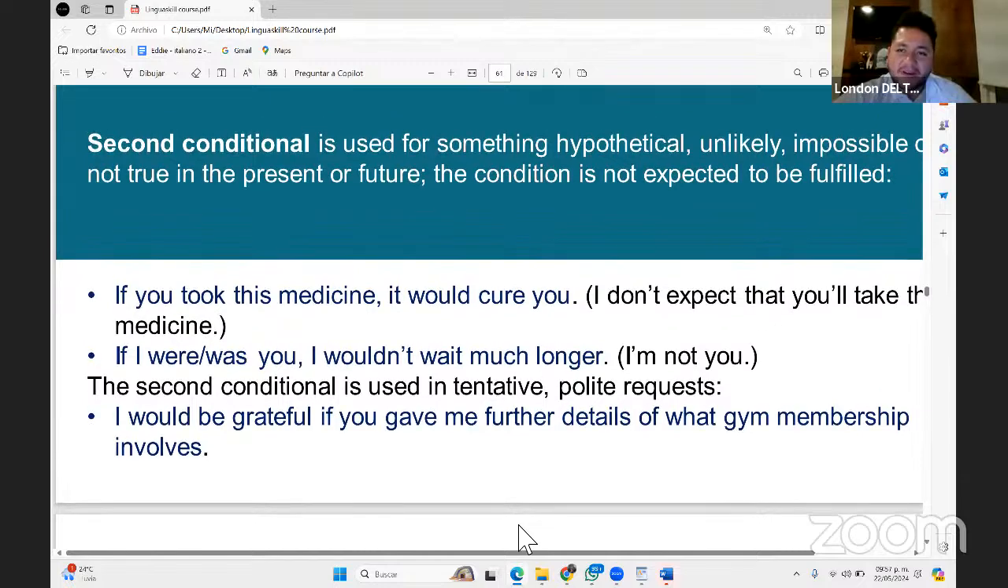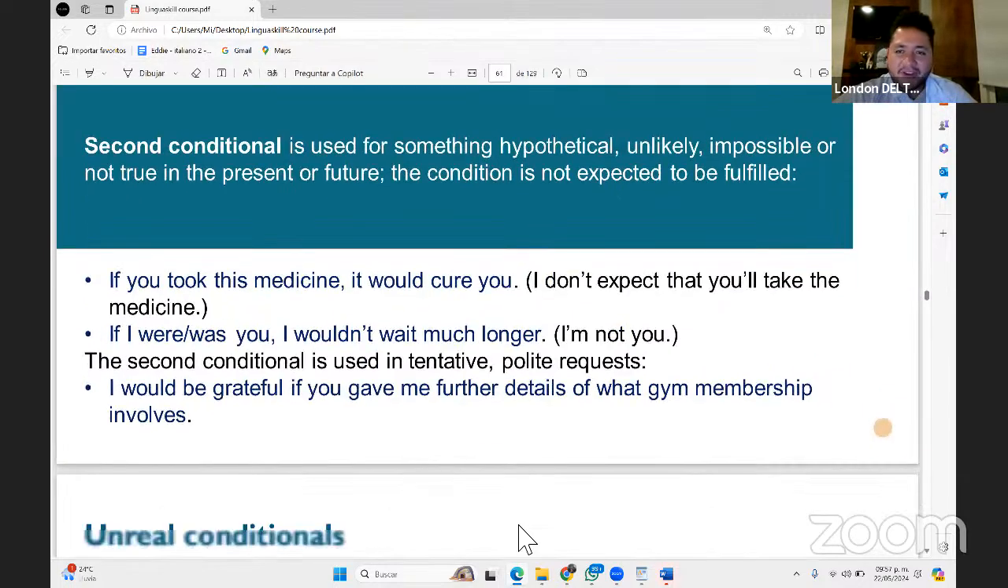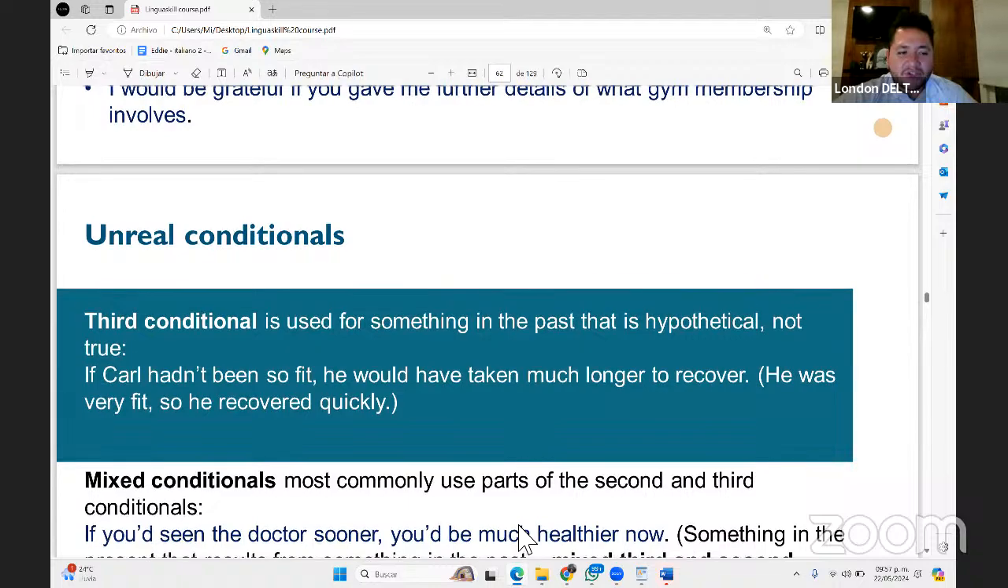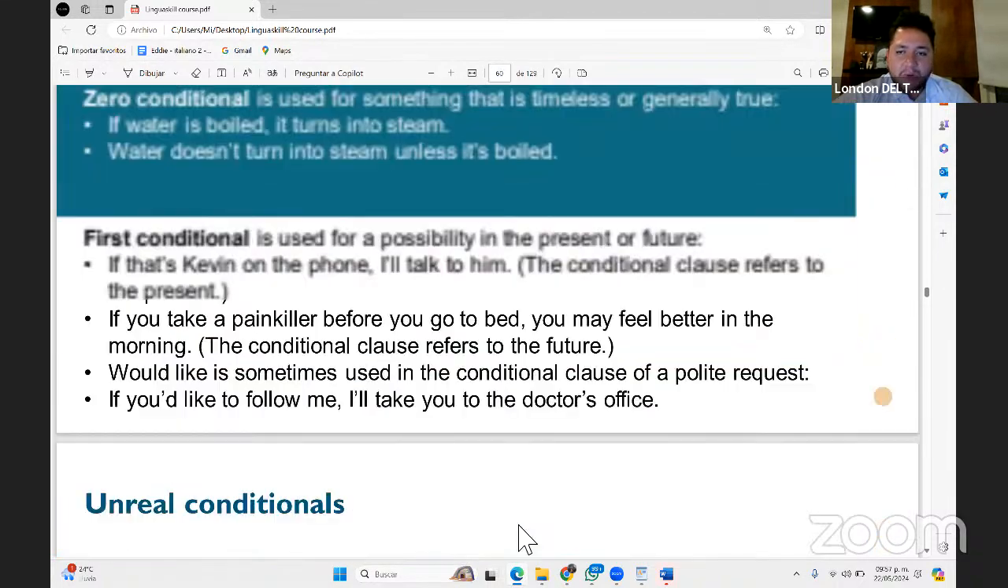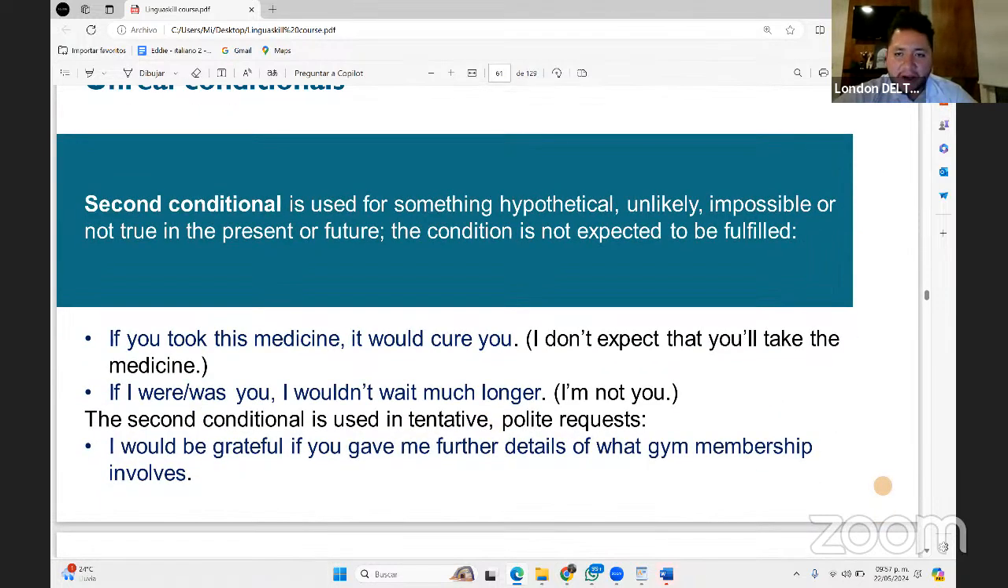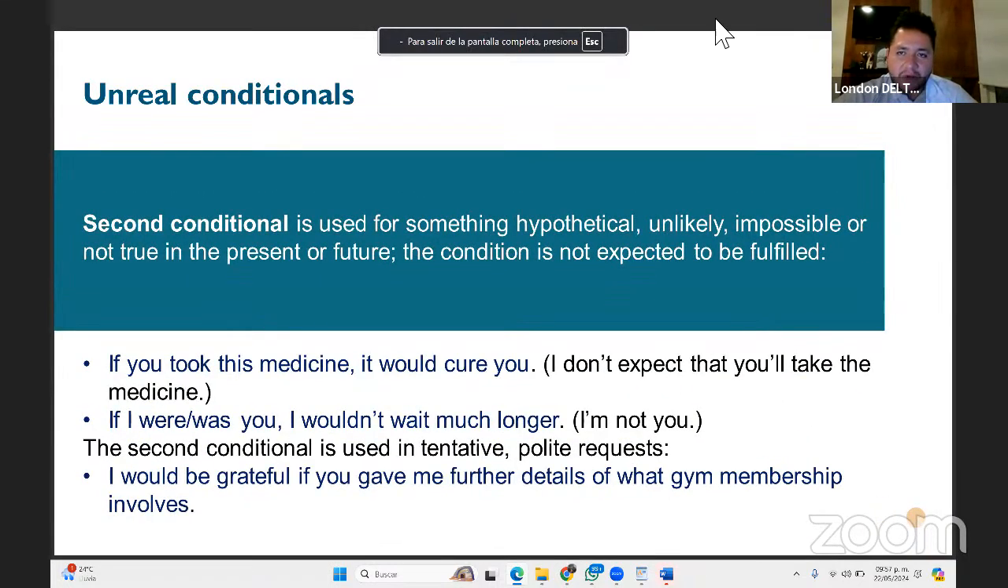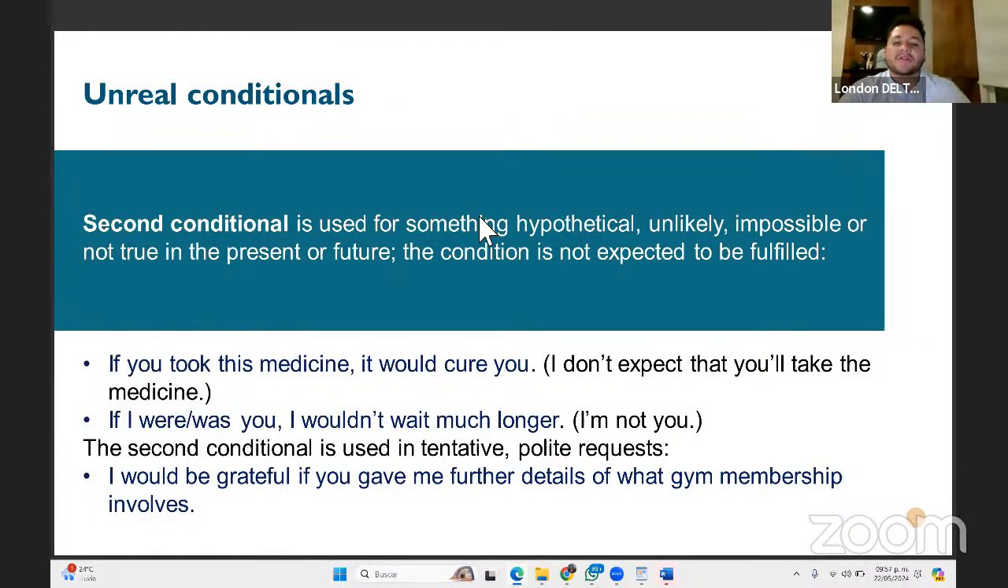All right. Very well. Thank you. So now we're going to check this. We've got these slides to understand a little bit the topic of conditionals. Can you help me, Moni, to read this slide? All this information says unreal conditionals.